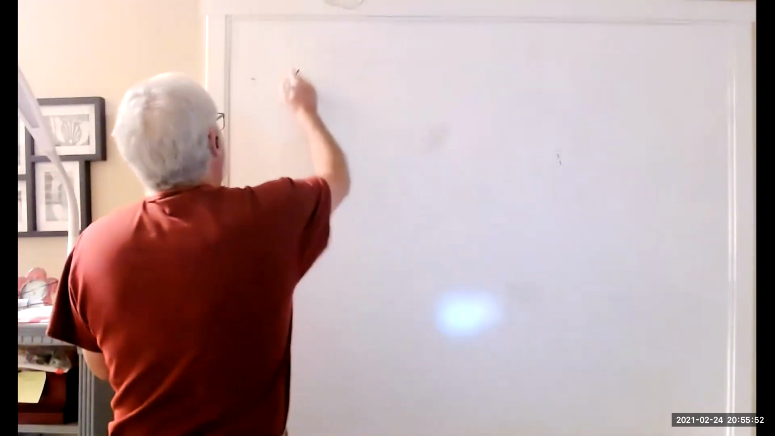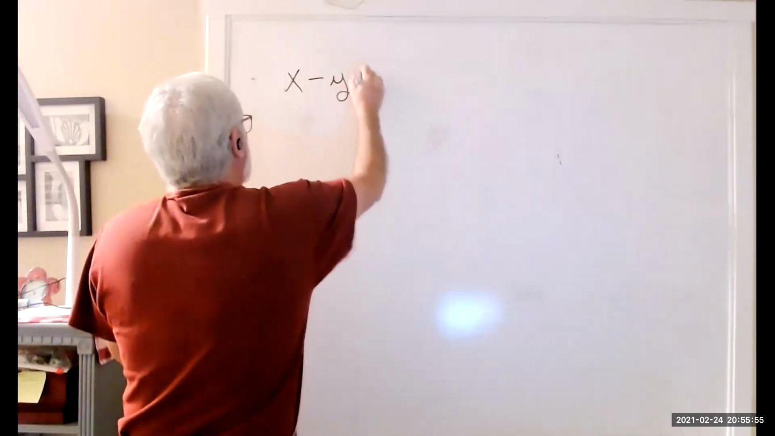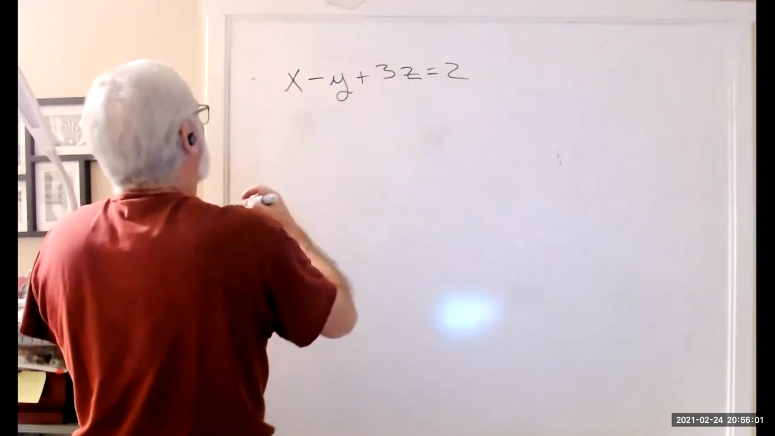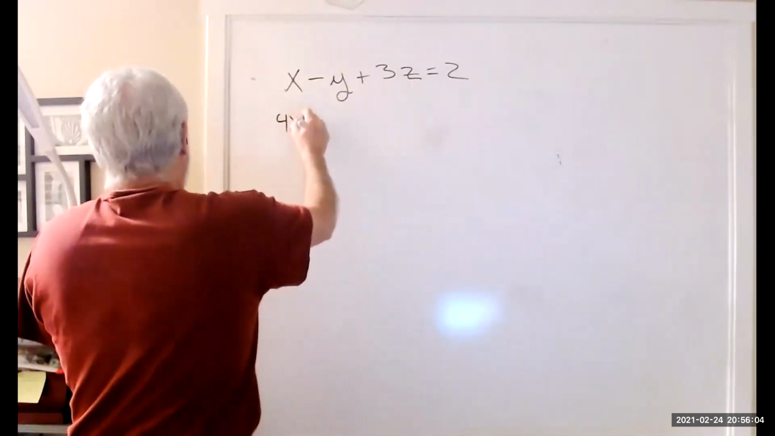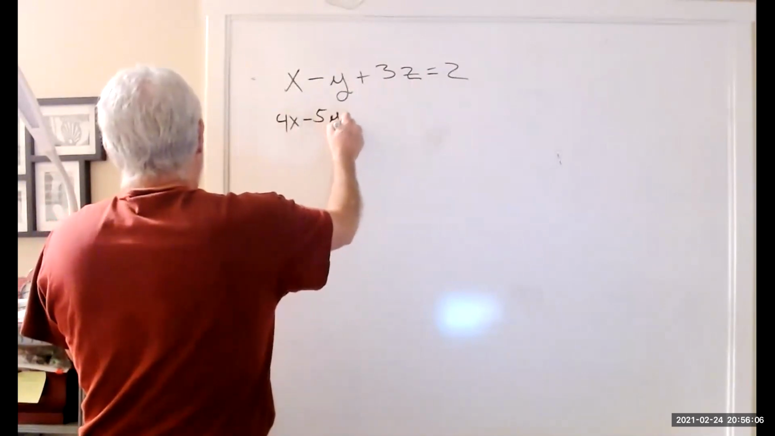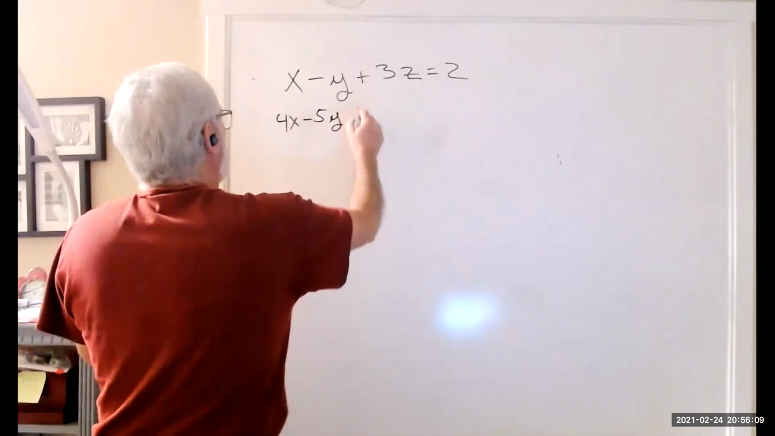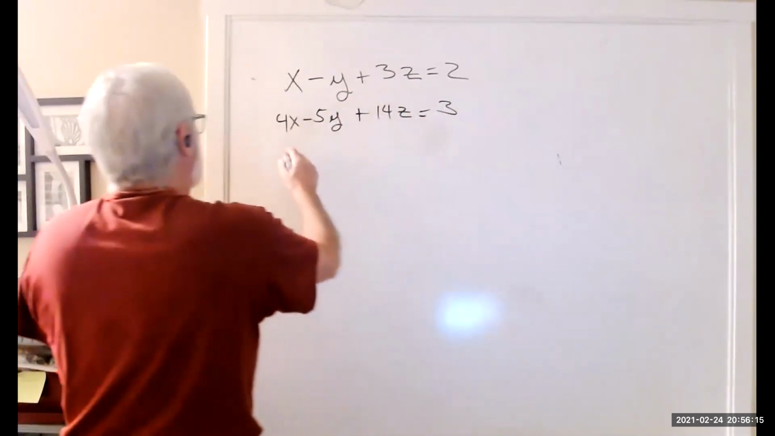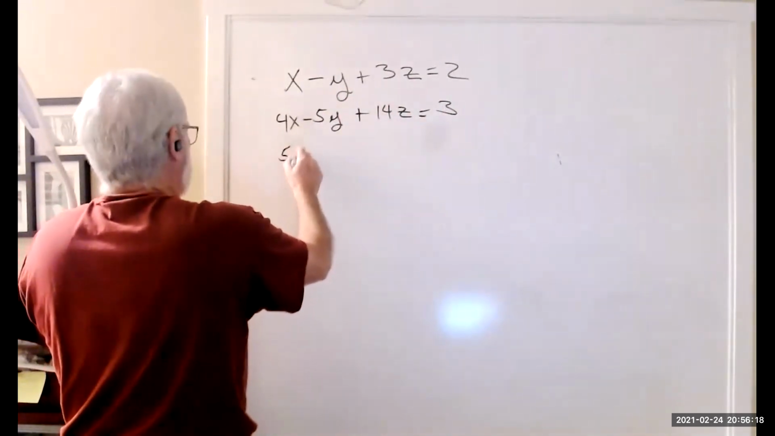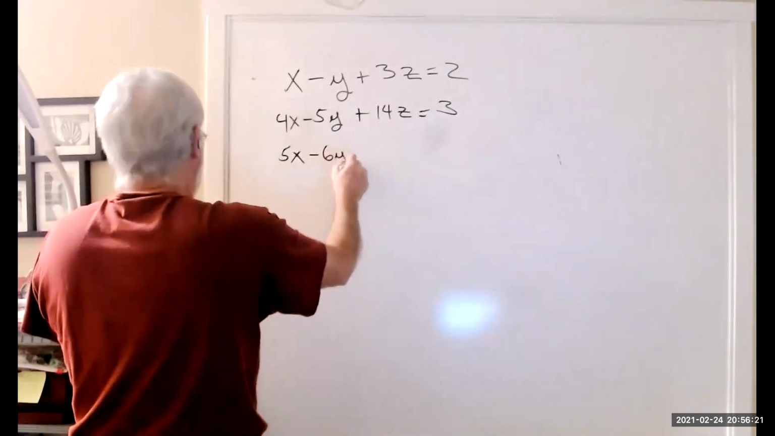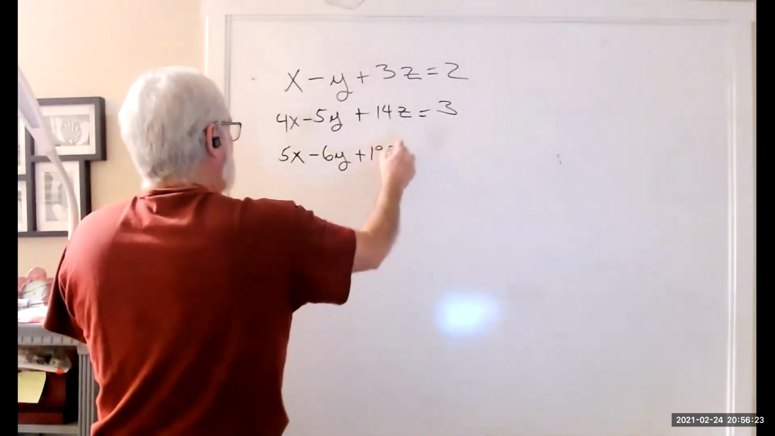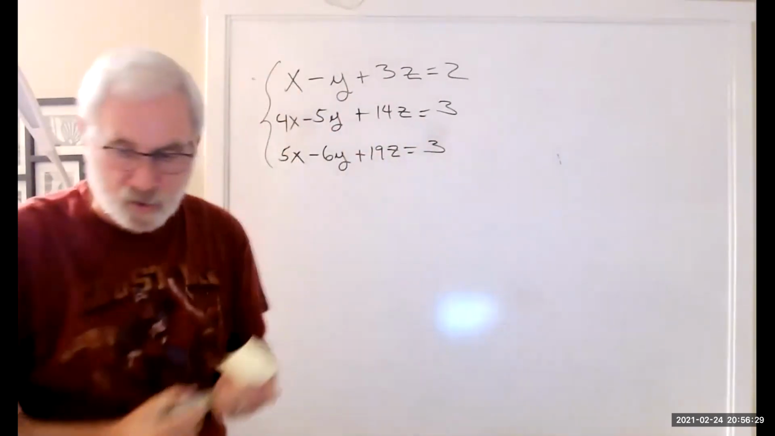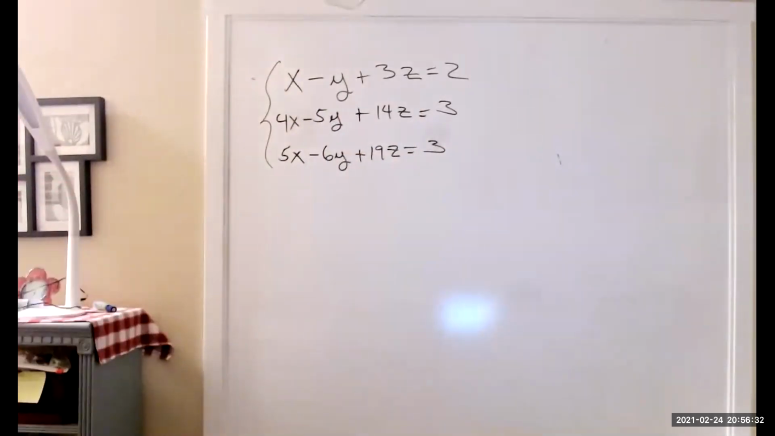So here you go. X minus Y plus 3Z equals 2. 4x minus 5y plus 14z equals 3. I hope I copied this right. 5x minus 6y plus 19z equals 3. Let me make sure I've copied it right before you get going.